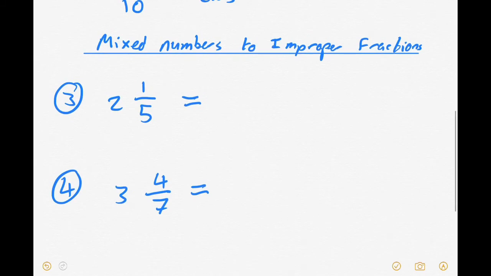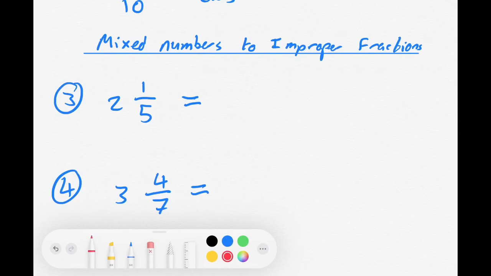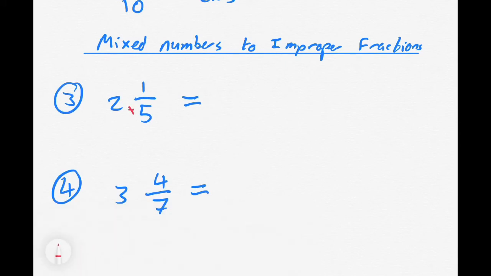Okay, let's look at mixed numbers now to improper fractions. So we've got the first one, which is 2 and 1/5. We need to convert that to an improper fraction. So the way that we do this is we look at the bottom number. So we look at the 5. And what we do is we times the whole number 2 by the 5. So we're going to times, if I just put it in red actually so that it's a bit clearer, we're going to times these two numbers together.